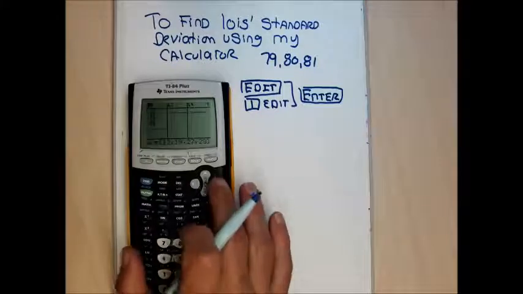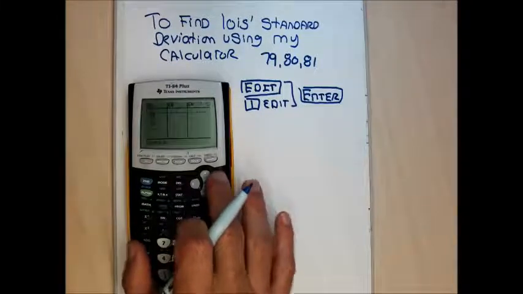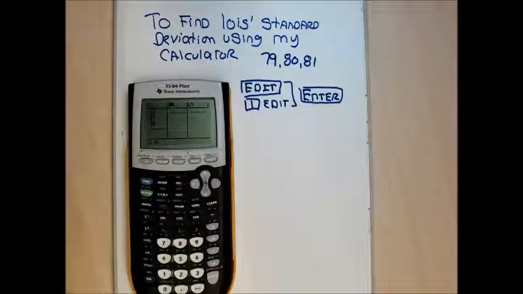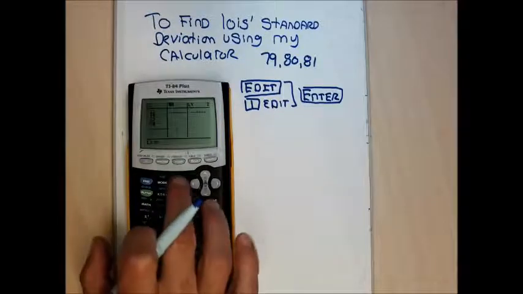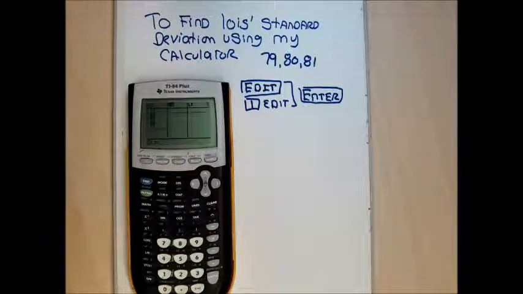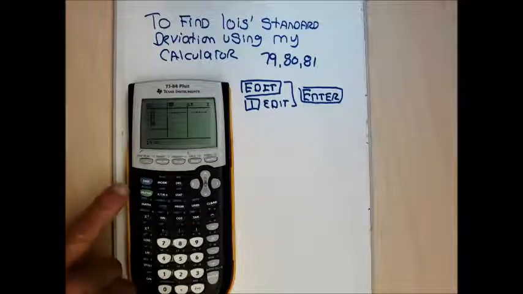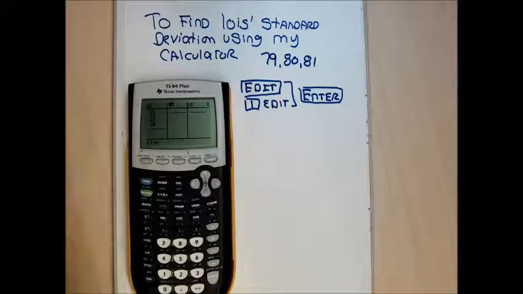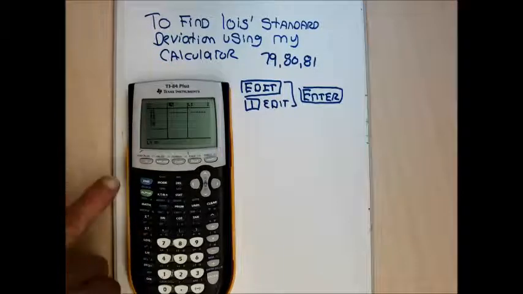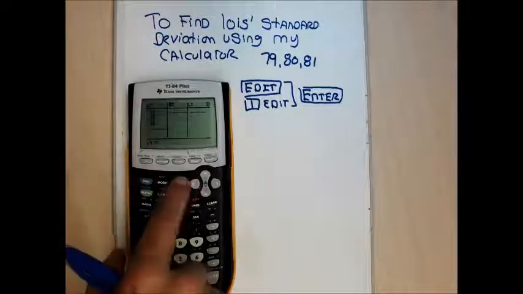But let's say that you don't have a list 1. You just can't find it. Like I just deleted my list 1. I can delete my list 3 if I want by just hitting the delete. If you don't see list 1, we need to insert it. How do we insert it? It's easy enough. This is only if you can't find L1, which means list 1. To insert it, you hit second and then the delete key.